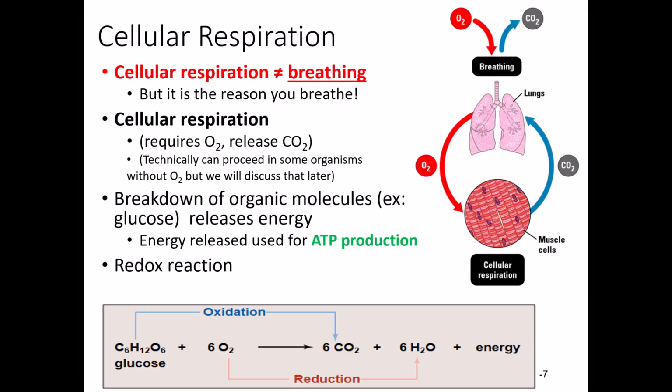So what cellular respiration is, is when we break down organic molecules like glucose and release energy, and that energy is used to produce ATP. This is a redox reaction where we have glucose and oxygen going in, and we get carbon dioxide, water, and energy used to make ATP going out of that overall reaction.